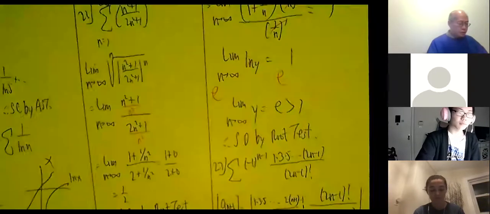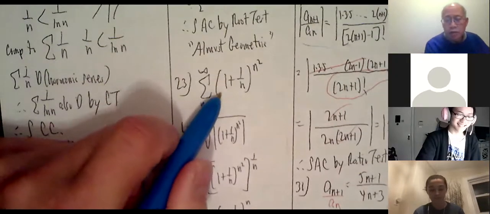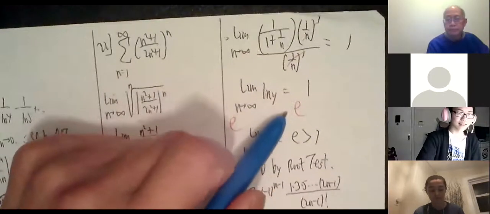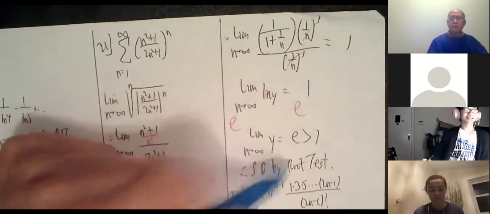All right. So in other words, for this series, in the long run, it looks like a geometric series where you keep multiplying by e, 2.7. That's a divergent geometric series. So the series diverges by the root test.